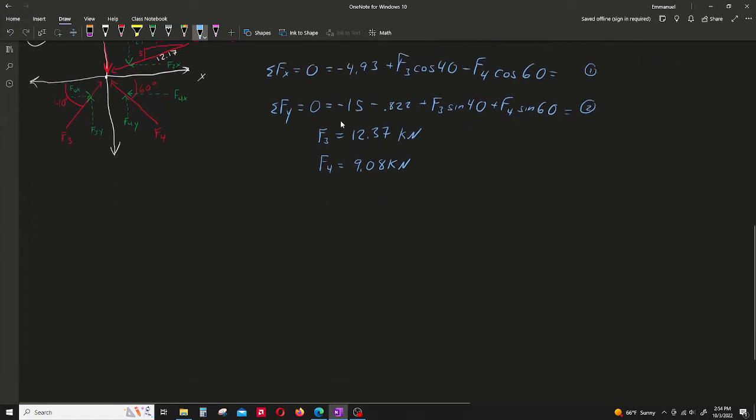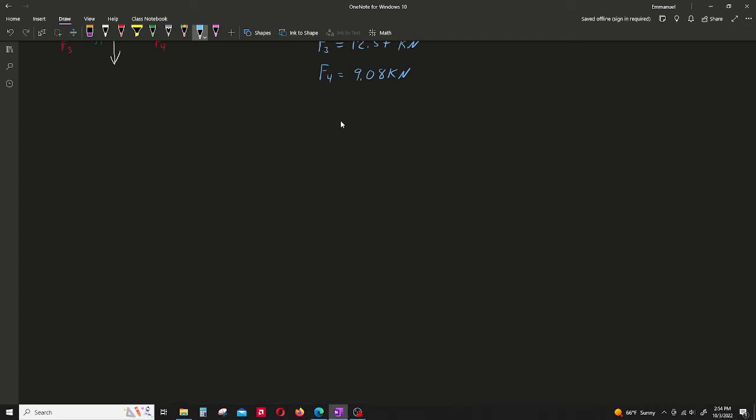All right, so the next one is number 15. The beam shown carries vertical concentrated loads. Calculate the reaction at each support. Neglect the weight of the beam. So we have this beam here. We've got that. This is going to be B. This is going to be A.